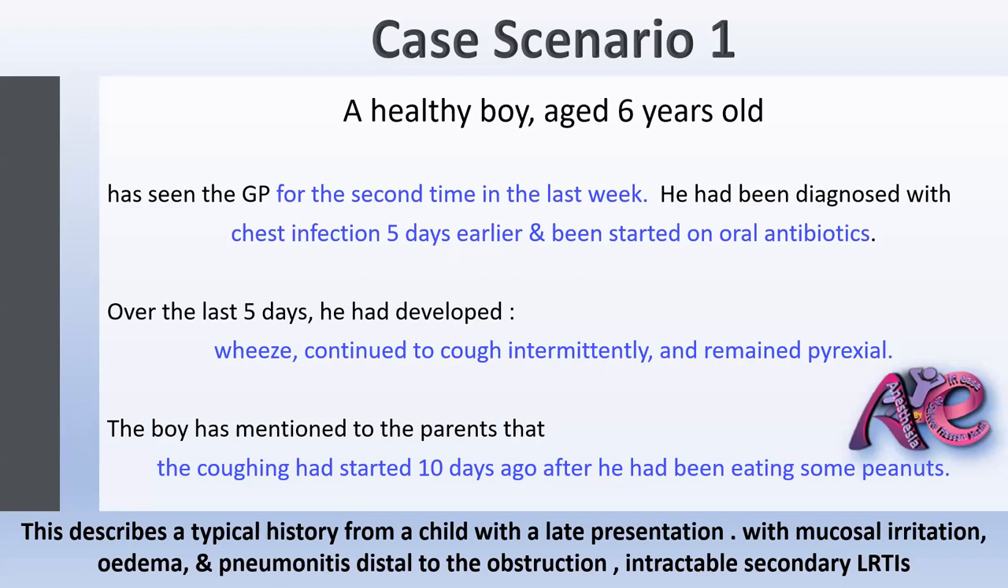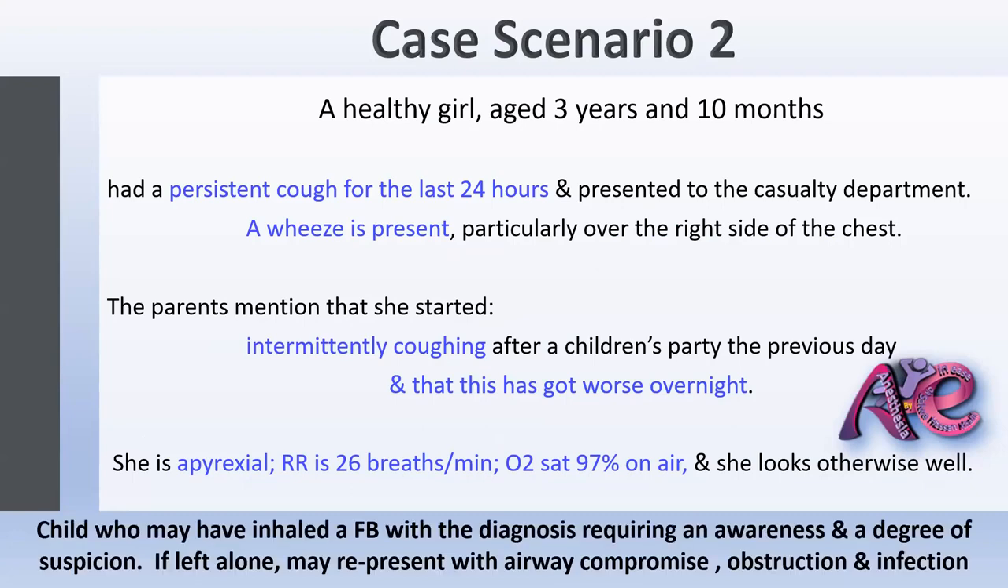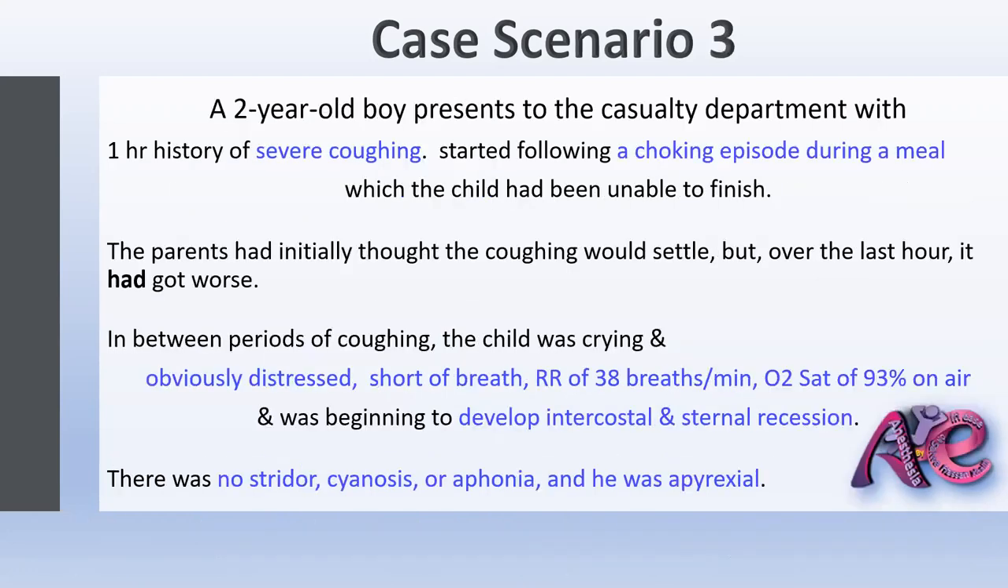This is slow progression. The second case scenario is typical for a child who has inhaled a foreign body, with diagnosis requiring awareness and some degree of suspicion. As we mentioned, a high index of suspicion is very important. If this patient is left alone without any intervention, he may represent with airway compromise, obstruction, and infection as in the previous case.